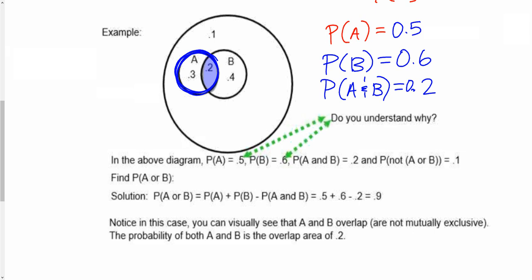Type it in real quick. 0.5 plus 0.6 is 1.1. Are we allowed to have numbers like that in probability? So automatically you should know that this is not mutually exclusive. We went above the threshold of 1.0. That should tell you it's not mutually exclusive, and we have to subtract to get back to 1 or under 1. So we would do 0.5 plus 0.6 minus the overlap. We subtract the 0.2, and that takes us back to 0.9.